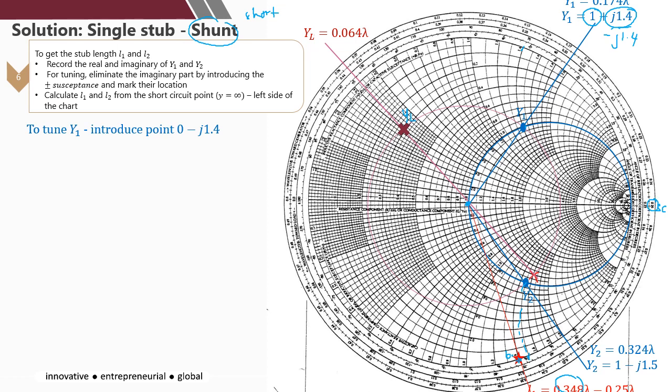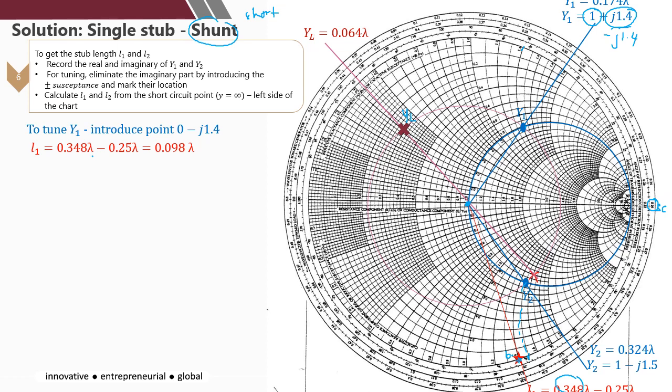If the L is larger than 0.25, then you subtract 0.25 from this value. Okay, so since 0.348 is larger than 0.25, you subtract them, then you'll get L1. The length of the first stub will be 0.098 lambda.